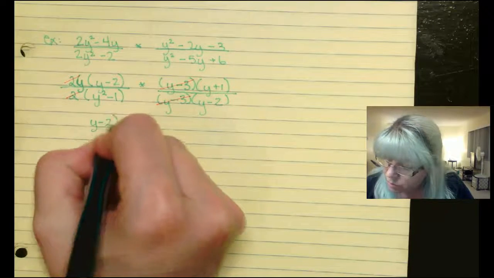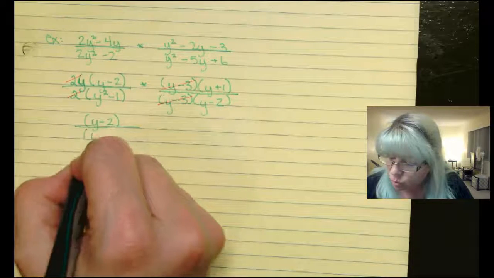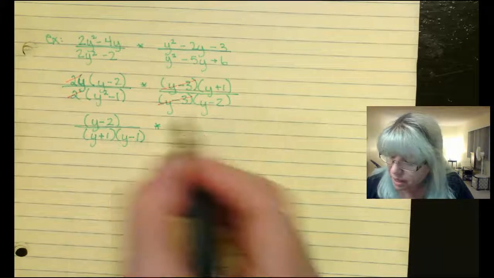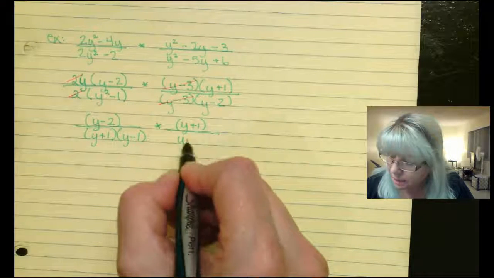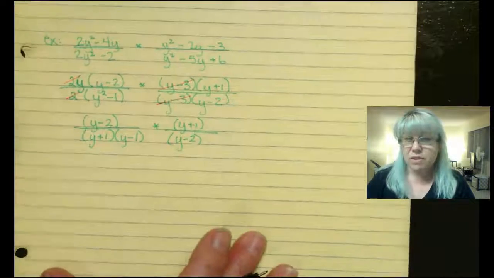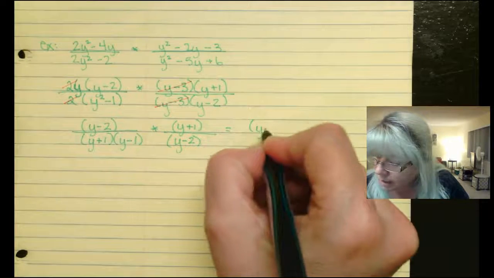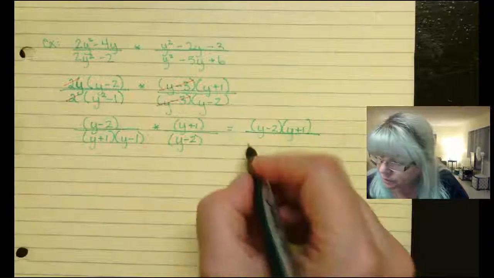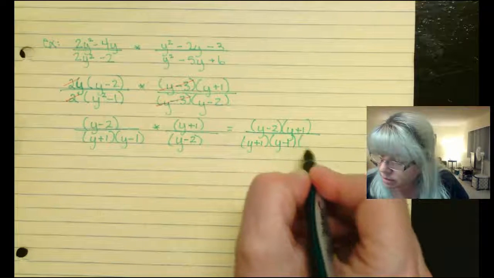Y minus 2 all over y squared minus 1, which can be factored: y plus 1, y minus 1, times y plus 1 over y minus 2. Right. They're still two separate fractions, but now I can put them as one fraction. Y minus 2 times y plus 1 all over y plus 1, y minus 1, y minus 2.